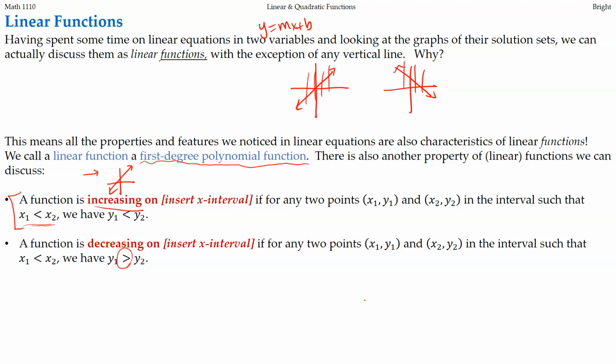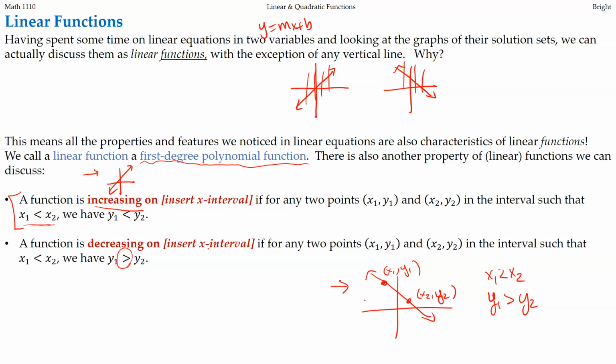So that would look something like, as we progress left to right, we are falling vertically. Like here might be that first point x1, y1, and then down here might be that second x2, y2. And so we see that certainly x1 is less than x2, right? So we're going to the right. And when we do this, we also have that y1 is bigger than y2. So that fits the idea of decreasing.